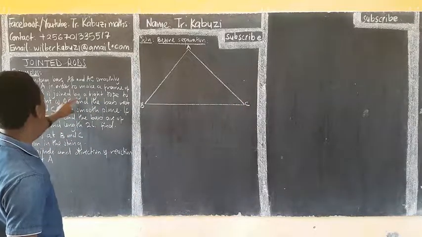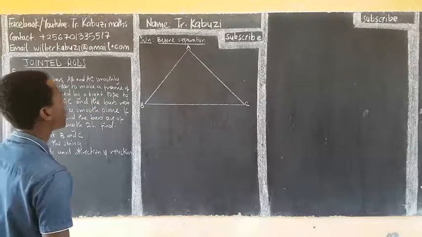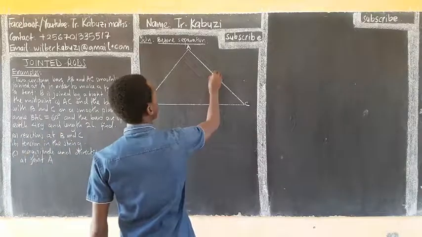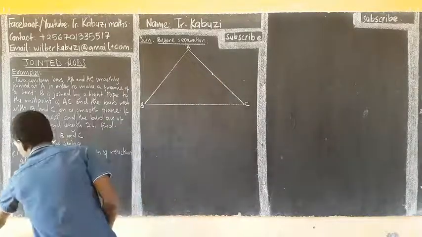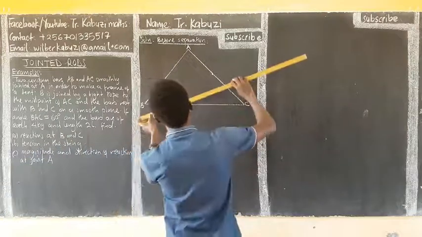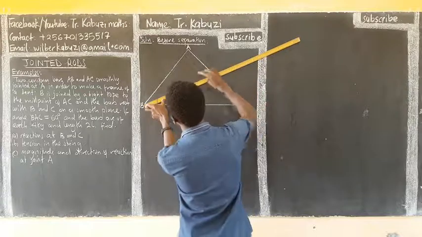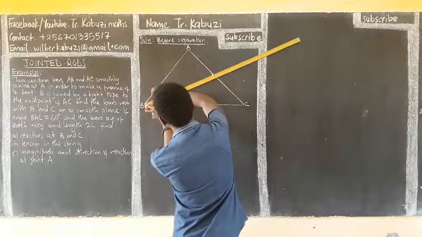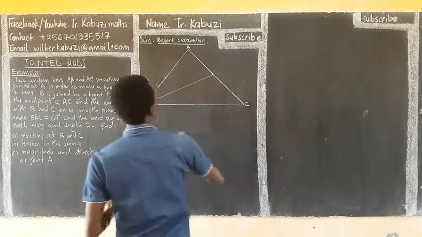B is joined by a light rope to the midpoint of AC. So this is our midpoint of AC. So this is joined by a rope to that. So now I'm also going to the midpoint of AC. So that's what I'm going to be having. It's joined there by a rope. So that's my rope there.